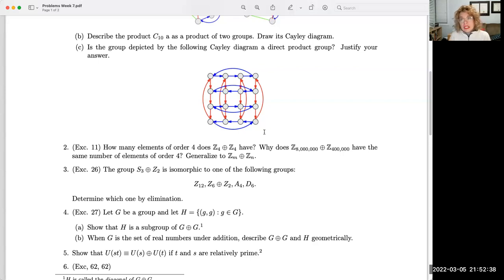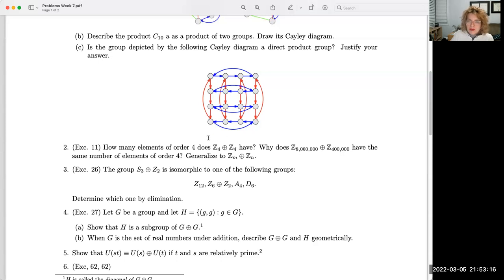Another way that you could approach this, especially for the small orders, is to write out the orders of each element. If you're still feeling a little uncomfortable with cyclic groups, that's what I would recommend. But in any case, you figure out how many elements of order 4 each copy would have. And then you know that in order to have order 4 in a product, the LCM of the orders of each one has to be equal to 4.